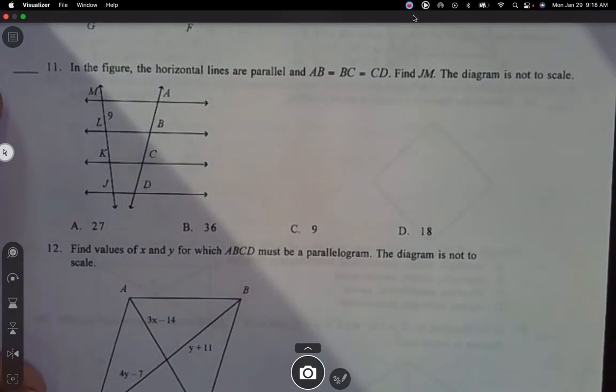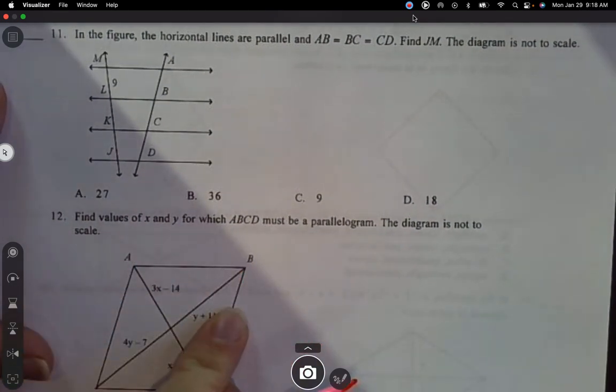Isn't 12 the same way? No, 12 you can do because what do you see about your variables? They're going to be equal.